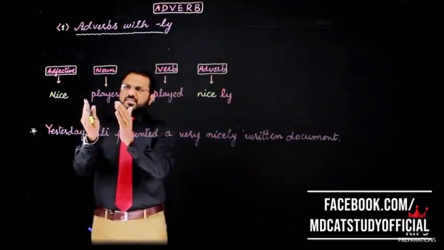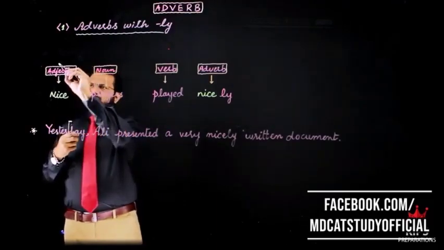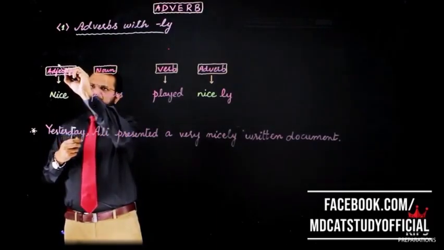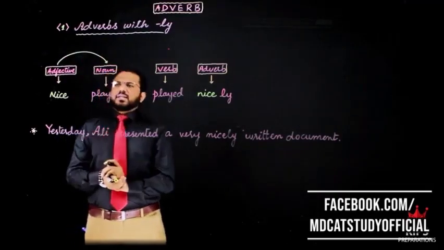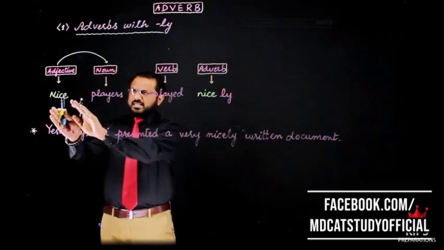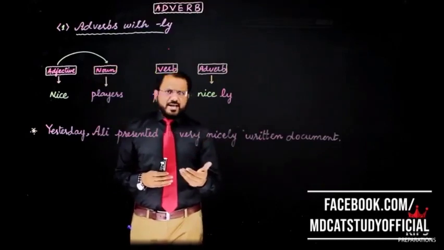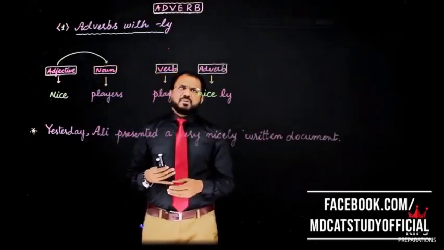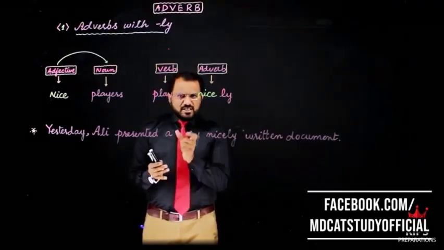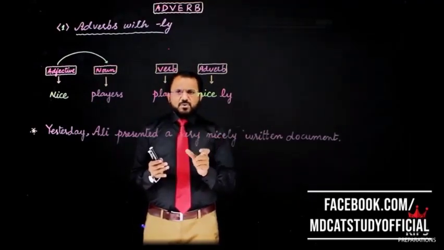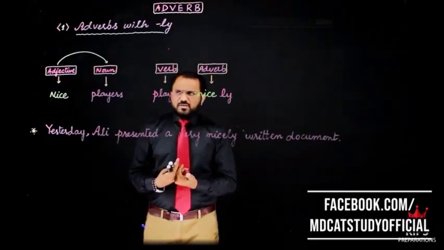Now, players is a noun, and the word that adds more meaning to a noun is called an adjective. So, an adjective is a word that adds more meaning to a noun. So, nice is an adjective. We have two words that begin with "ad" in parts of speech, for example, adjective and adverb. Adjective and adverb both add something to some other word or part of speech.